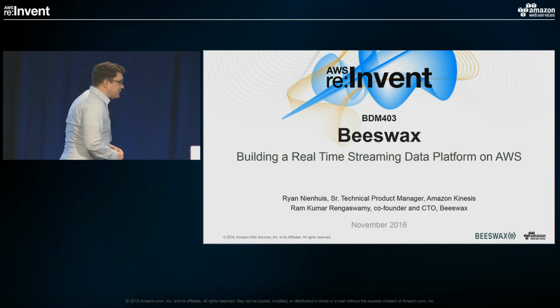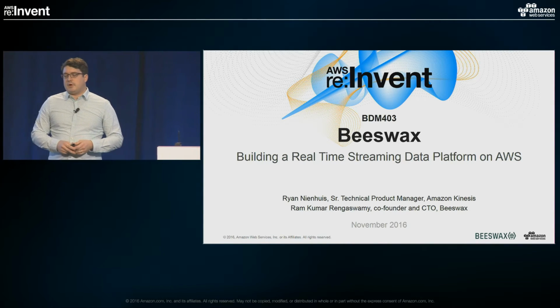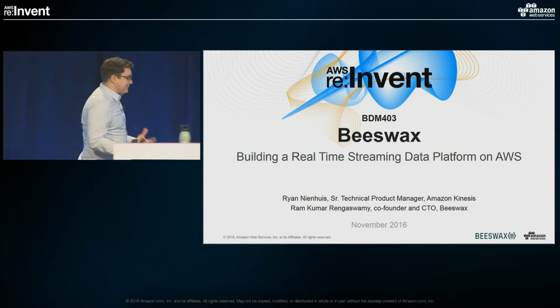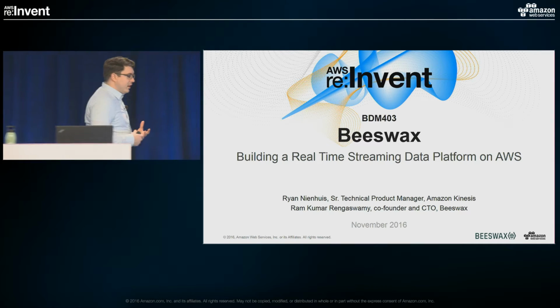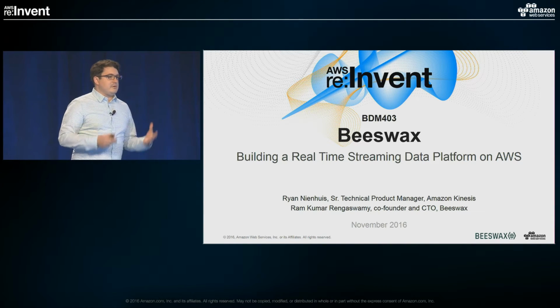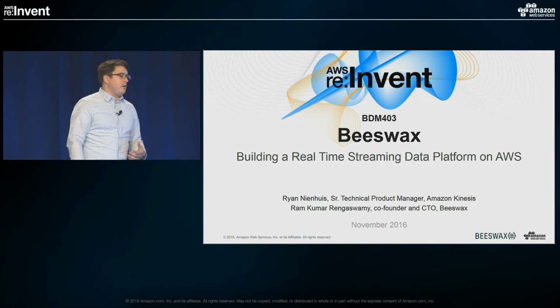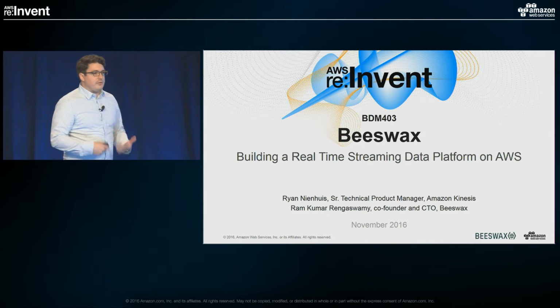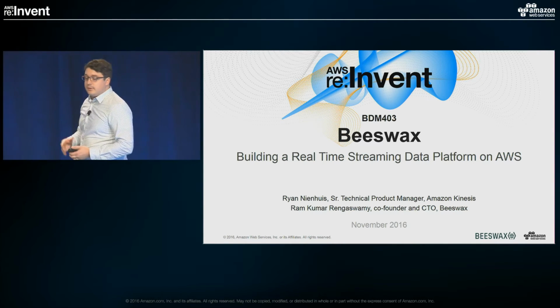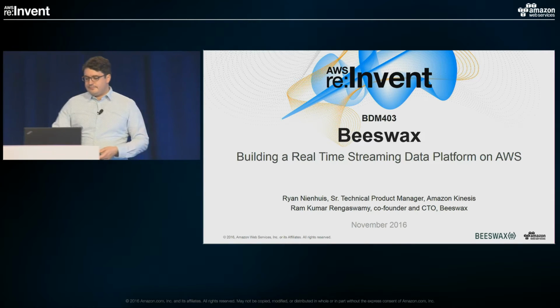We have one of our longtime customers, Ram, with us, who's one of the co-founders of Beeswax. And I'm really excited about this presentation because they helped us build the platform. So the feedback that they provided directly impacted the features that we worked on, and they really evolved with the service. So Amazon Kinesis Streams has been out for 3 years, and we'll go into the services that Amazon provides. But their feedback definitely impacted how we built and what we built over the last couple years.